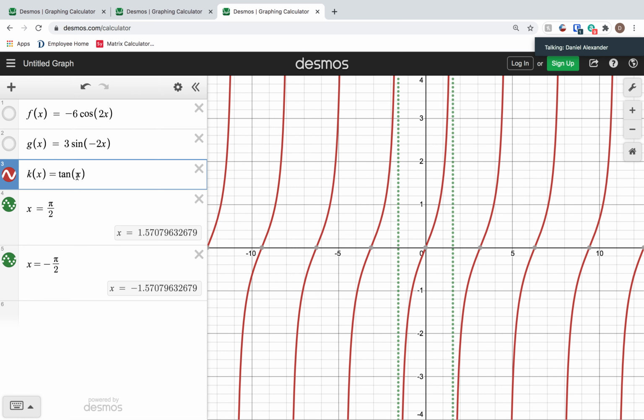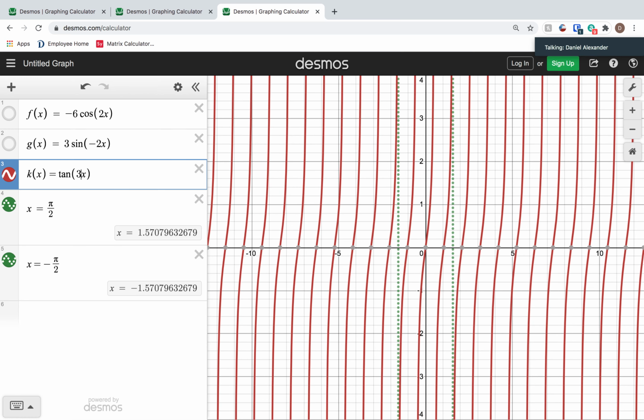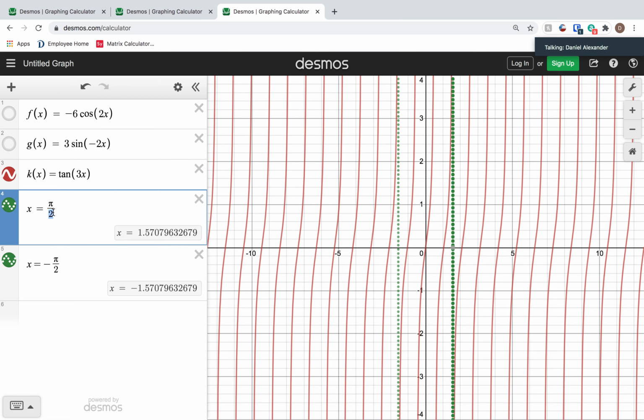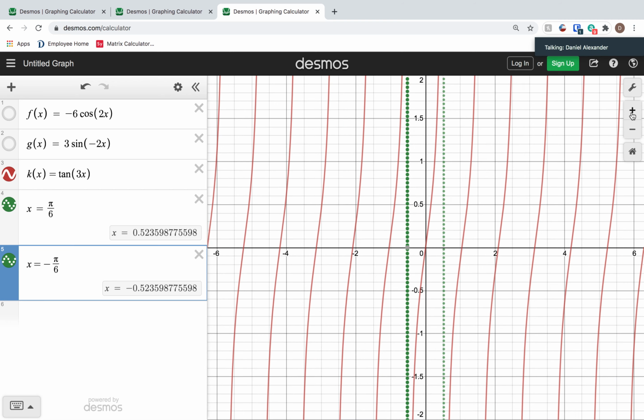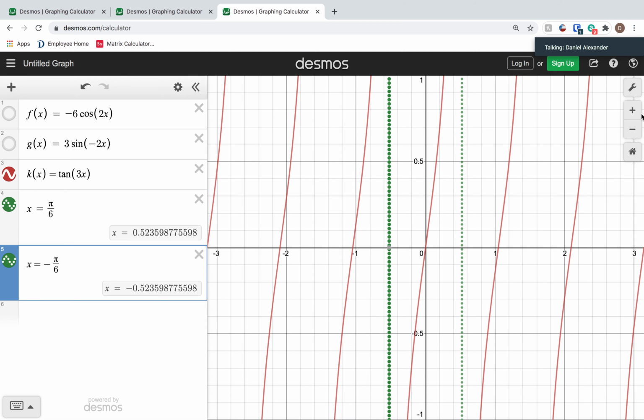Now notice how when we do 3x, it's going to make things shorter. So I said that we have to divide pi over 2 by 3. That's going to be pi over 6. Same thing here, bottom becomes 6. And let's just zoom in a little bit. And you see it looks like that's going to work pretty well.